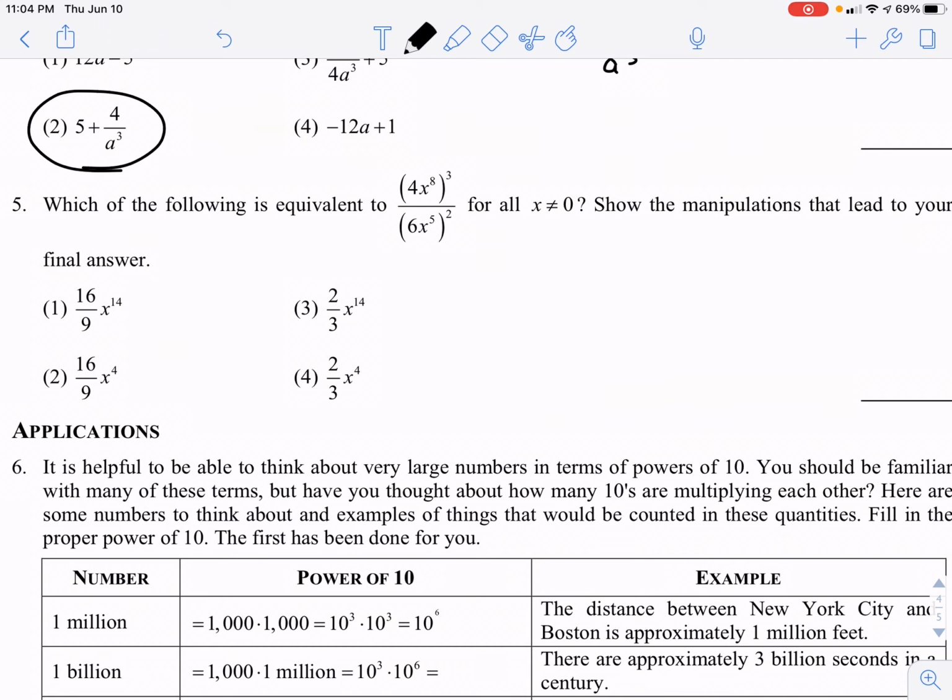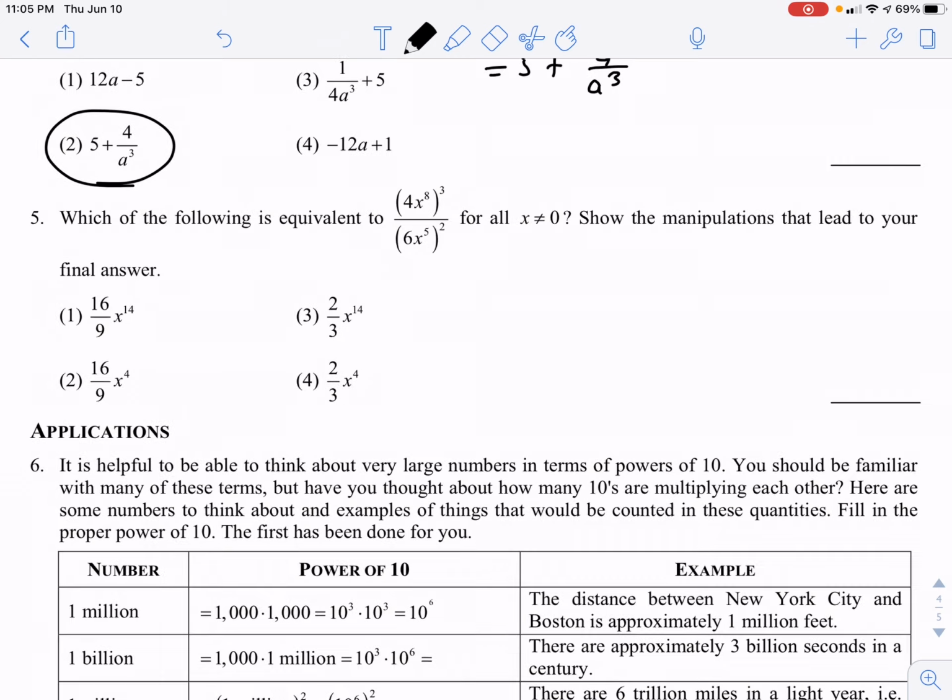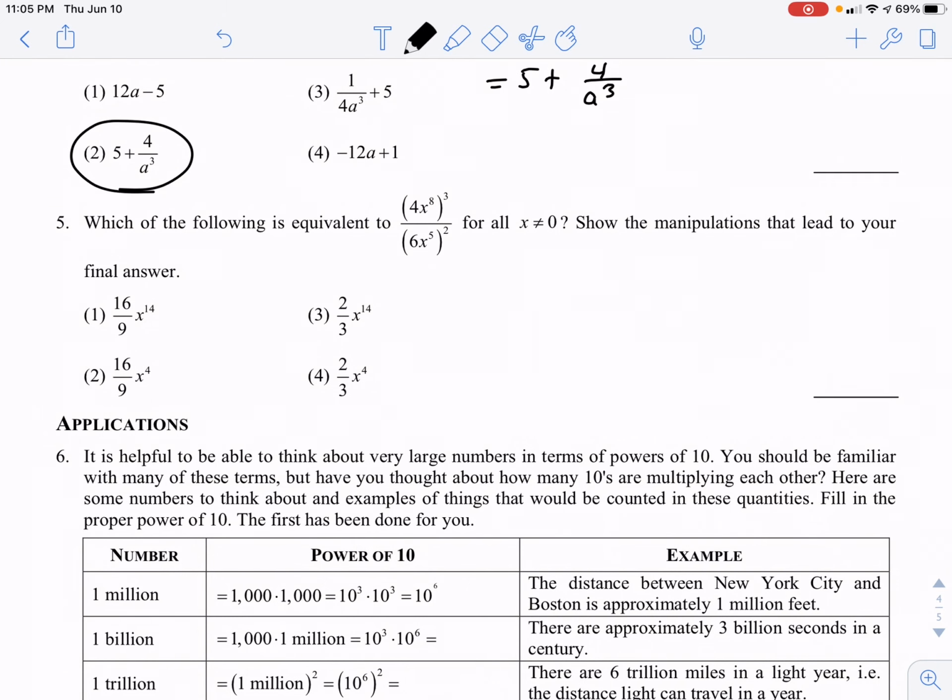Number 5, which of the following is equivalent to 4x to the 8th power cubed over 6 times x to the 5th power squared, for all x that are not equal to 0, of course, because we can't have 0 in the denominator. That would be bad. Show the manipulations that lead to your final answer.